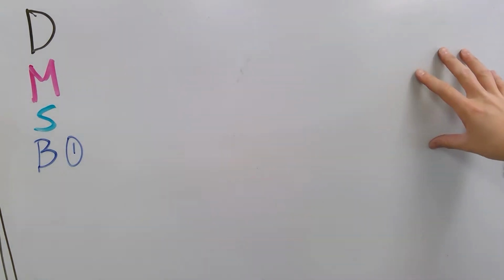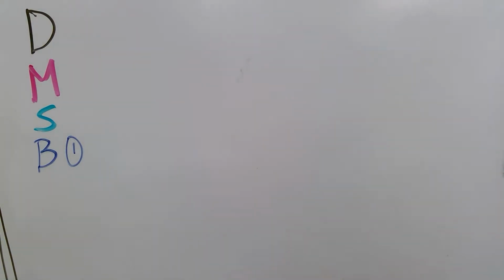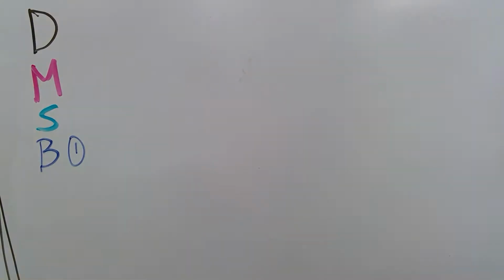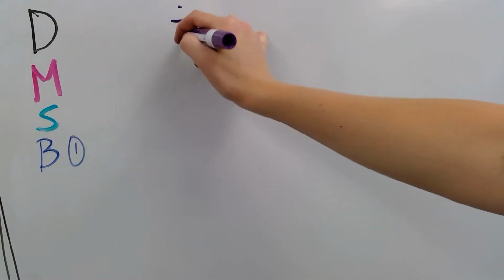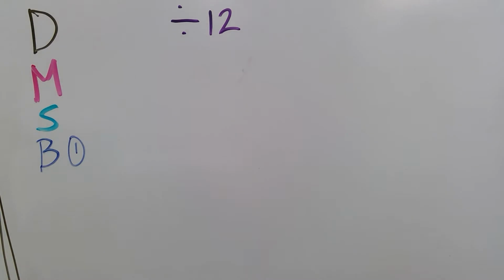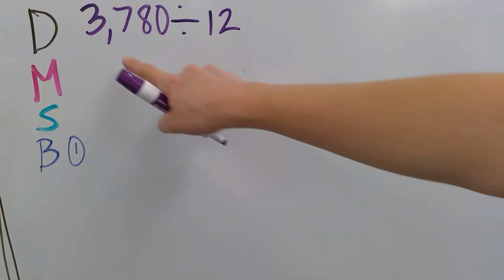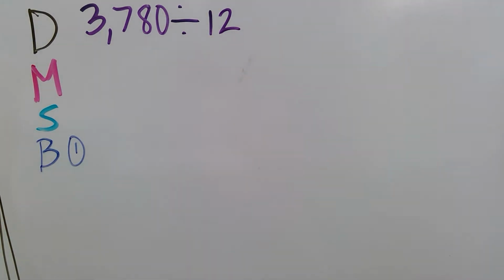Okay, I'm going to give you a new problem. I just moved that over there, so I had a little bit more space to work over here. Now let's do a little bit bigger divisor. We were only doing divisors that were single digits. This time we are going to divide by 12. That will be our divisor. All right, I want you to divide 3,780 divided by 12.